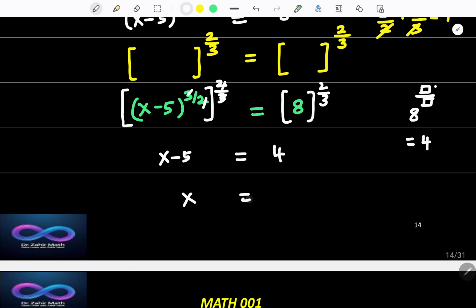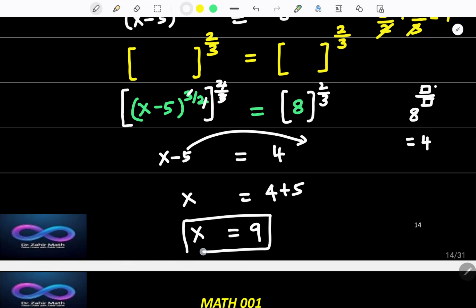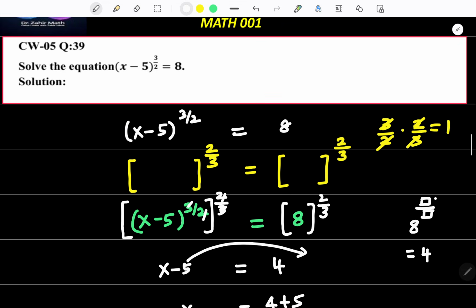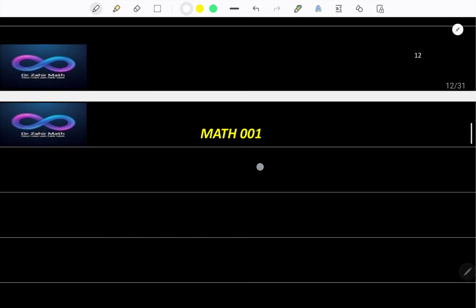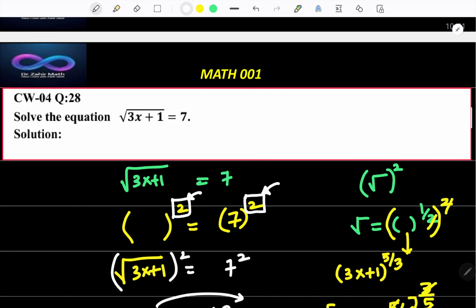So x equals, this 5 goes that side. So 4 plus 5. So x is equal to what? 9. Clear, all of you? This is also one of the important questions. Keep in your mind, it's easy to get this, and also very important.